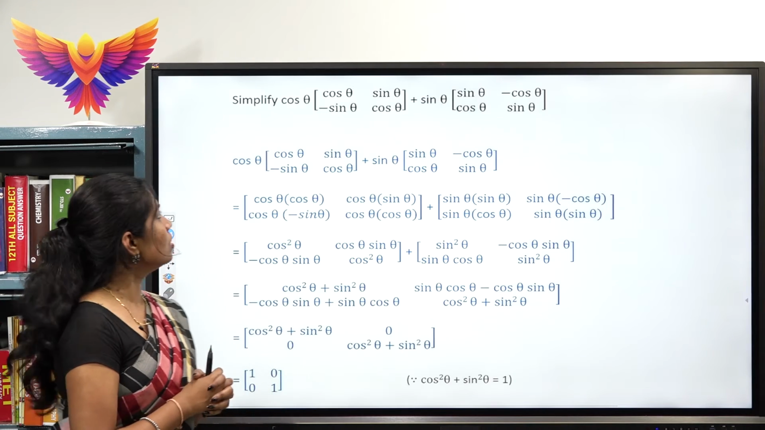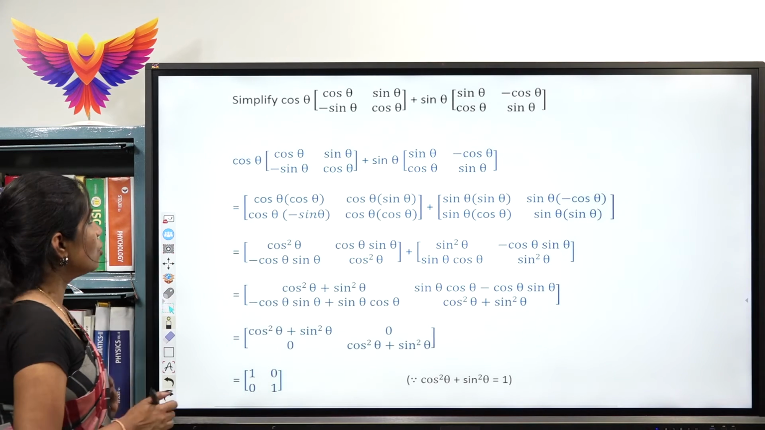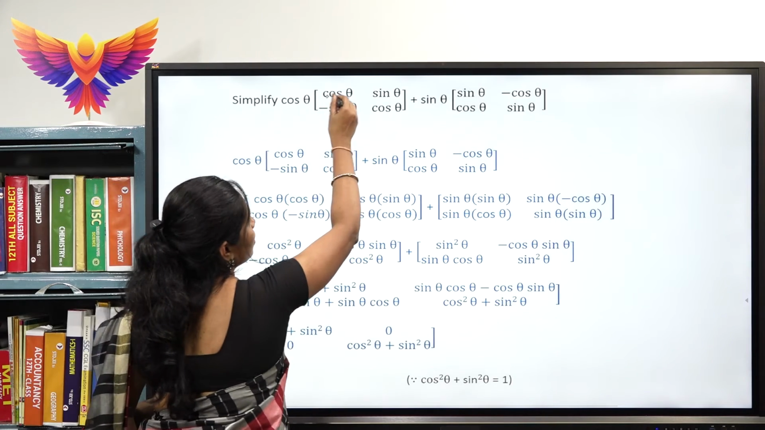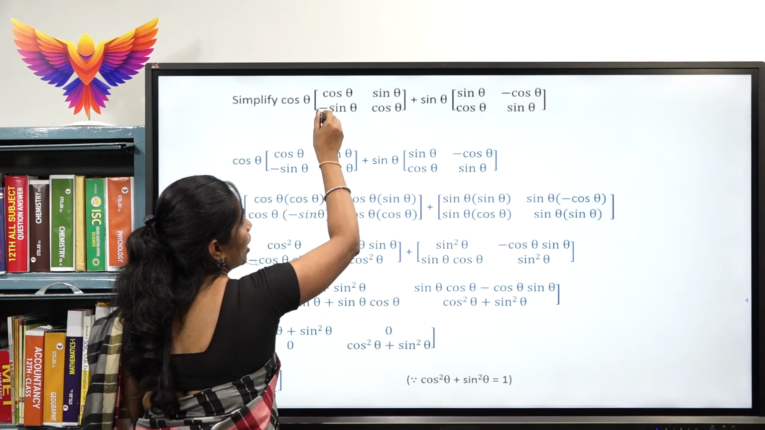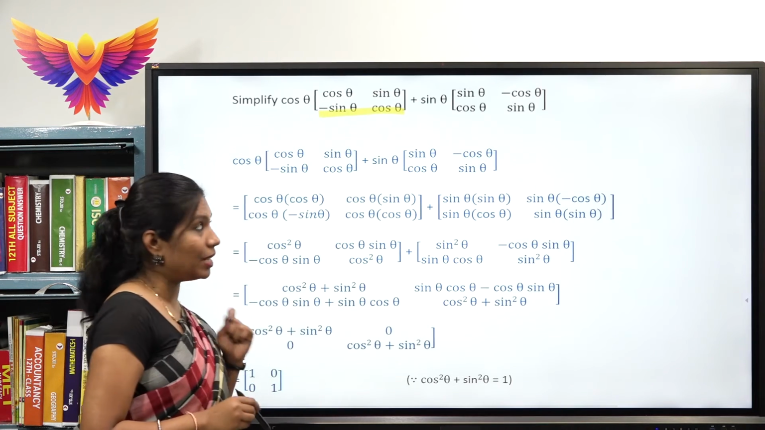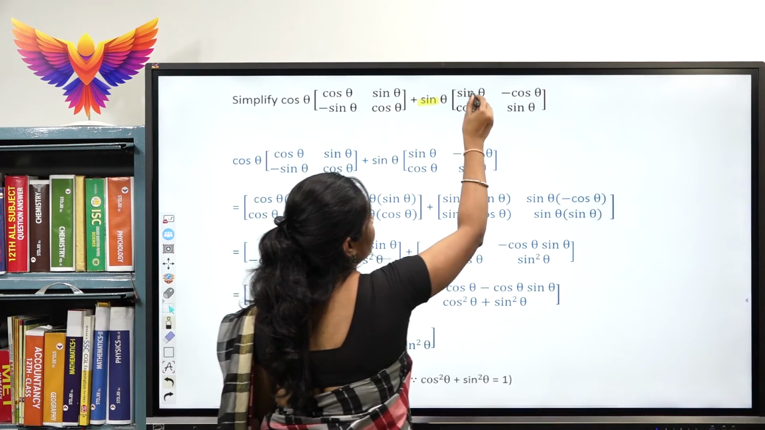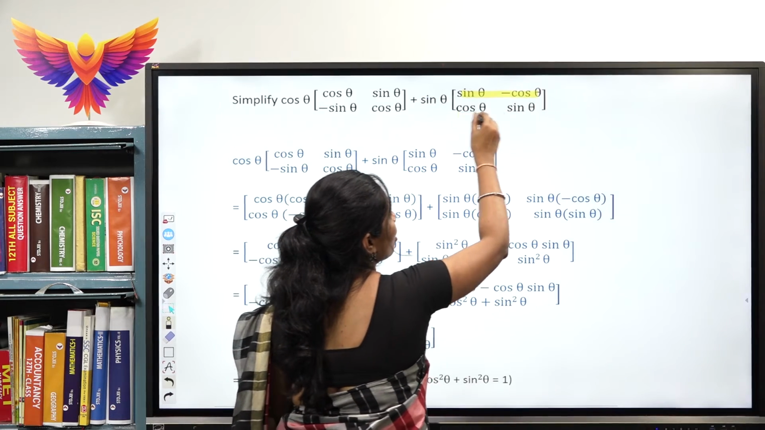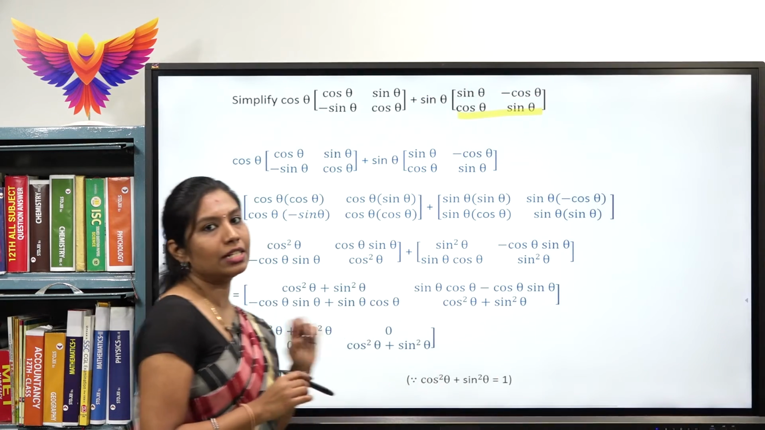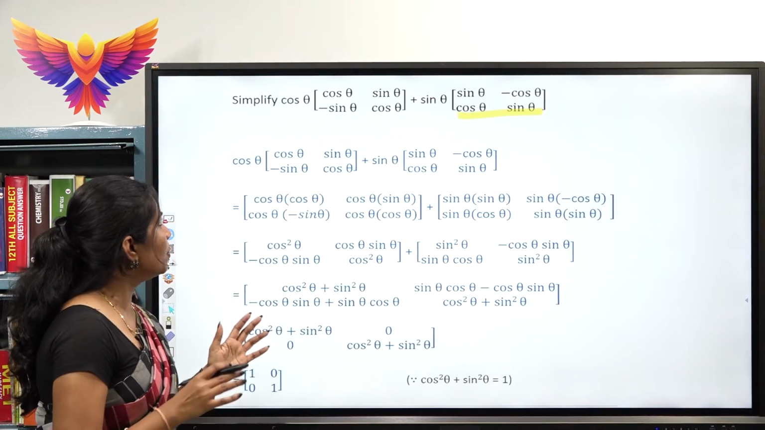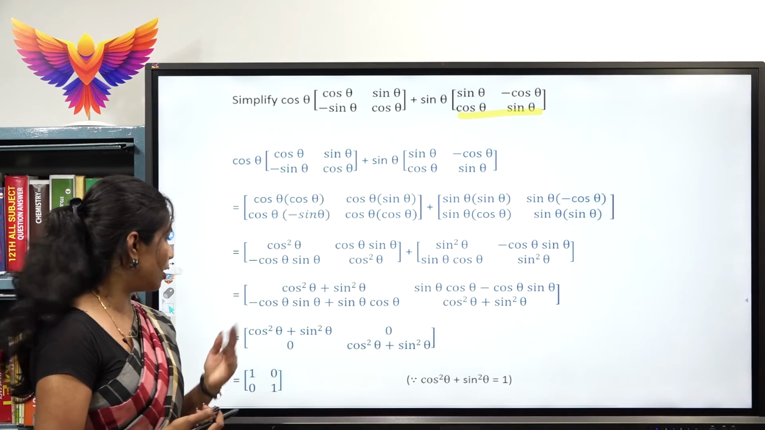We have the next equation, which is cos theta into the matrix cos theta, sin theta, in the second row we have minus sin theta, cos theta, plus sin theta into the matrix sin theta, minus cos theta, second row cos theta and sin theta. Normal multiplication it will be, we just have to simplify this and get a final result.